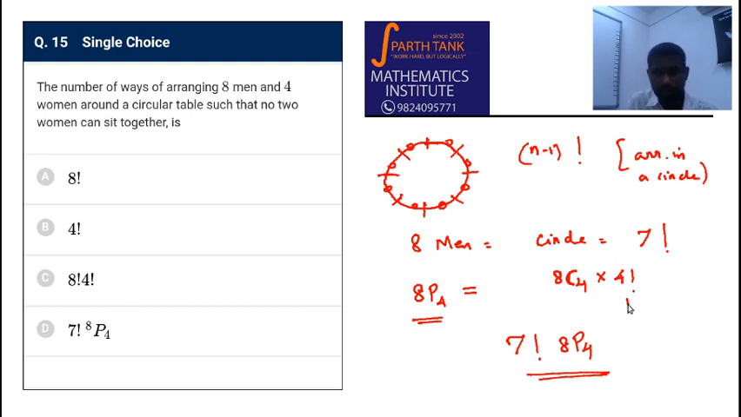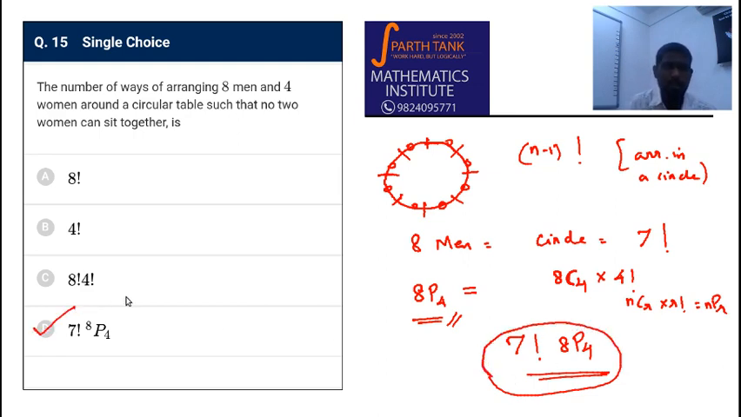And you know that nCr into r factorial is nPr. So you can come directly to this also. The total answer is 7 factorial into 8P4. So option D.